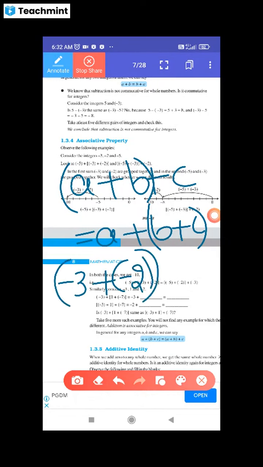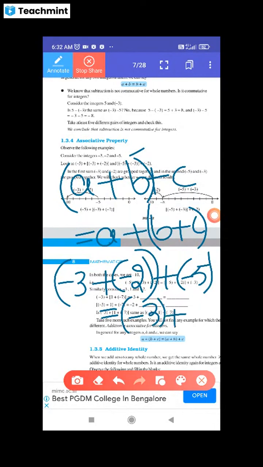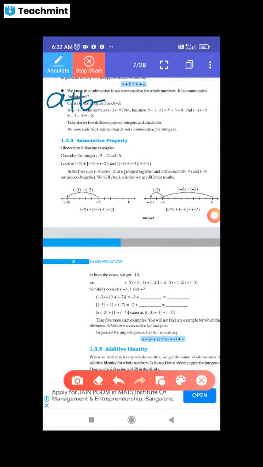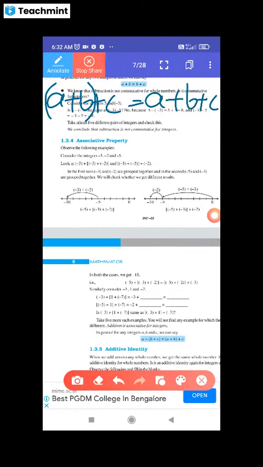You just group these two, and plus C means your value is minus 5. You just take it as it is. Whether it is equal to, A value is minus 3 and B value is minus 2 plus, wait, small size I have to write. See here, A plus B plus C. First you can group these two. Is it equal to A plus B plus C?